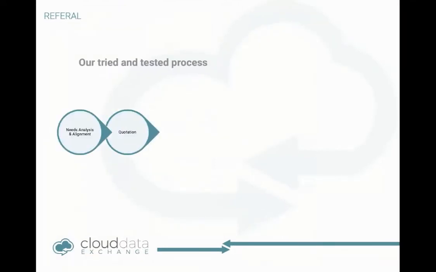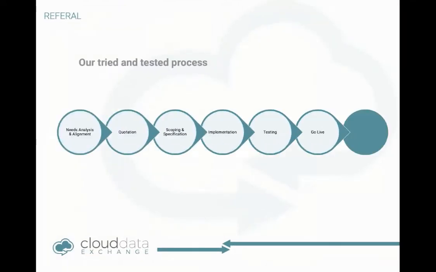So just to run through our tried and tested process. So stage one, you've got your needs analysis and alignment, which essentially is when you or your client will have a chat with one of our account managers. We can run through what they would need from the integration, what they want to upload and download between the two systems. So once we've got all the requirements gathered, we will send a quote out to the customer.